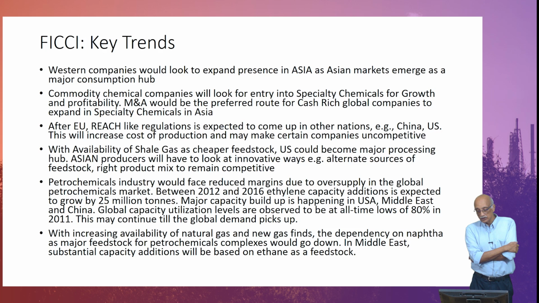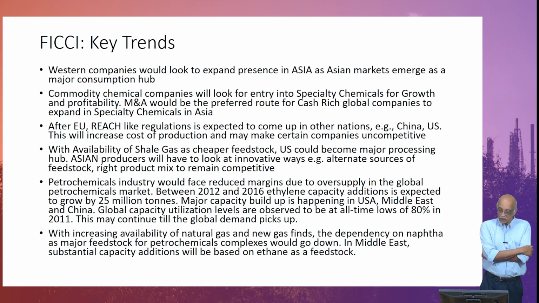Commodity companies want to enter into the specialty market because of the higher profit margins. Many regulations are coming up in other countries which will increase the cost of production and therefore direct more manufacturing towards India. US could become a major processing hub, and so Asian producers will have to look at innovative ways to remain competitive.